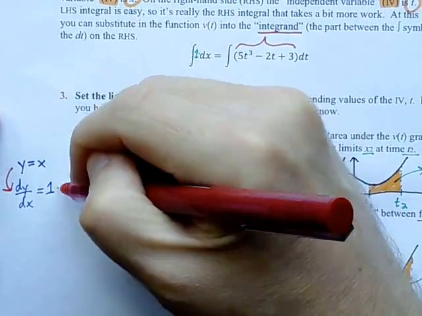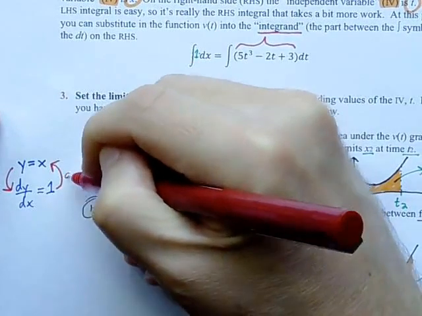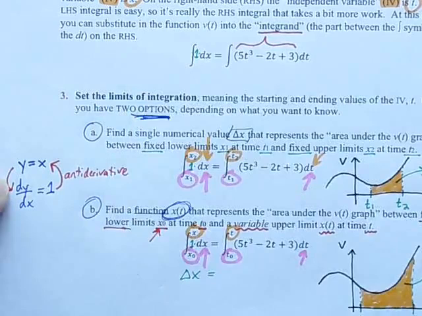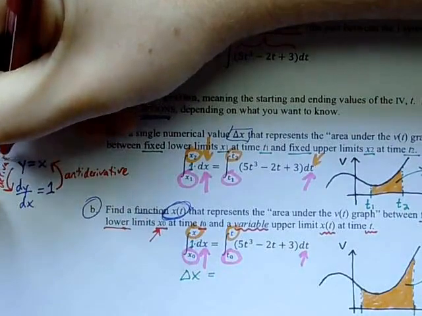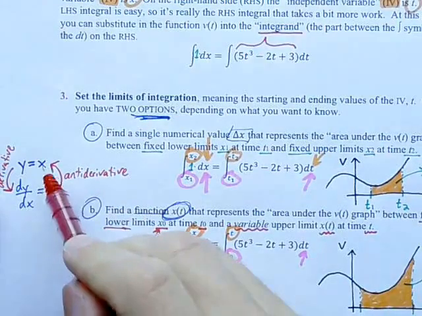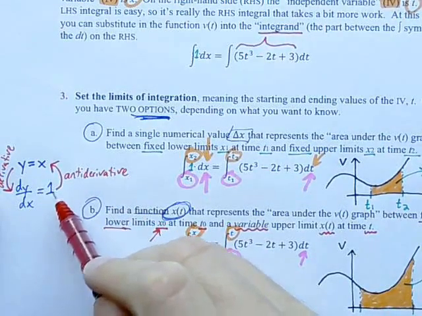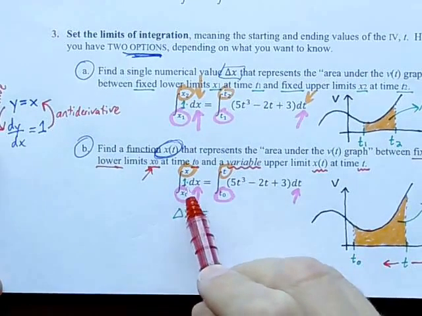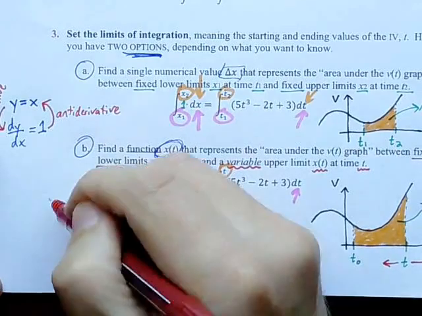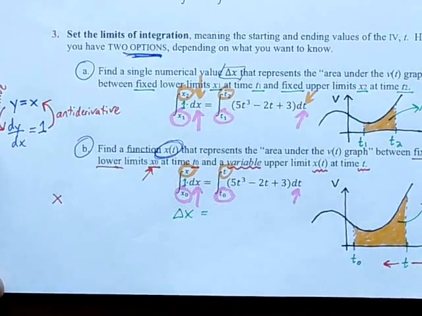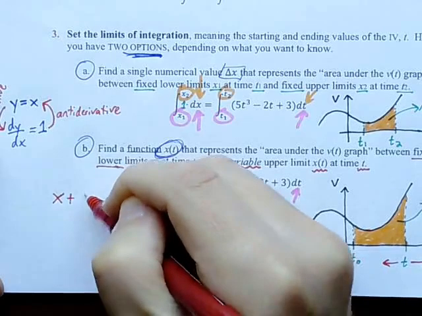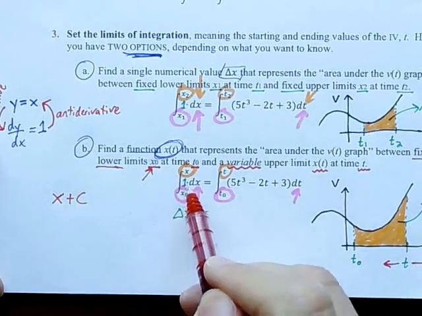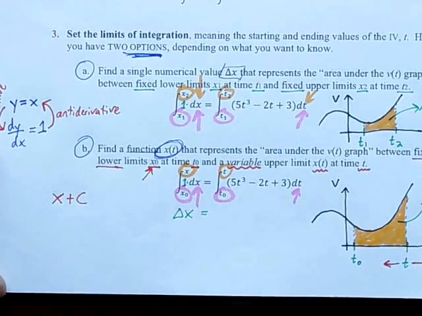So if I take the derivative of x with respect to x, I get 1. Which means if I take the antiderivative of 1 with respect to x, I should get x back again. So the derivative of x with respect to x gives us 1. The antiderivative of 1 with respect to x gives us x. So here the antiderivative of 1 with respect to x is x. But of course, we know that our antiderivative must always include a plus c. So x plus c is the antiderivative of this hidden integrand inside here with respect to x.